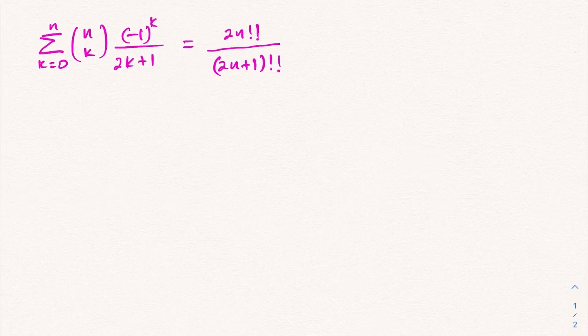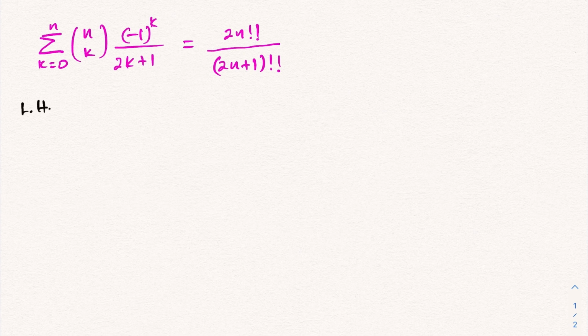In this video, we are going to solve this interesting summation. We have to prove that the sum from k = 0 to n of (n choose k) times (-1)^k over (2k + 1) equals (2n)!! over (2n + 1)!!. Well, how to begin? Okay, first let's consider the left hand side.